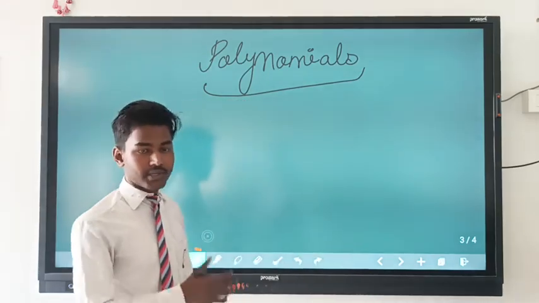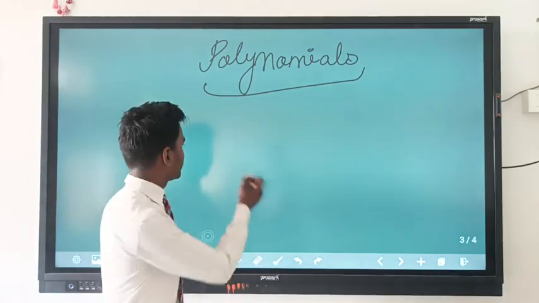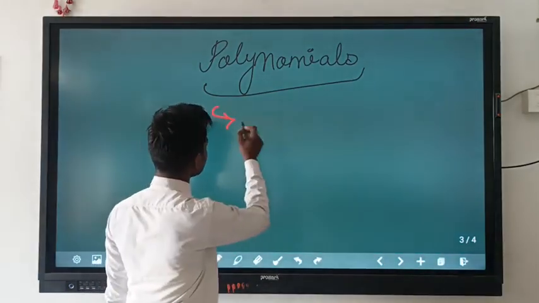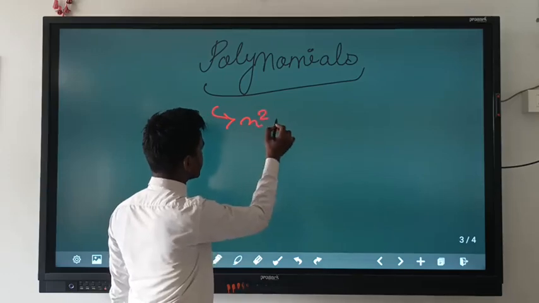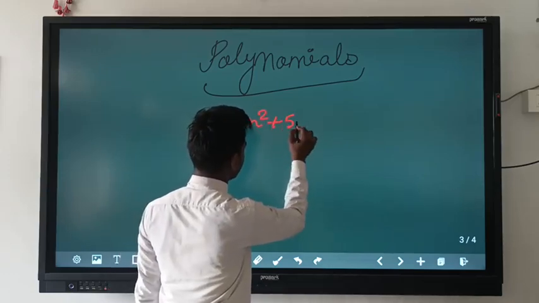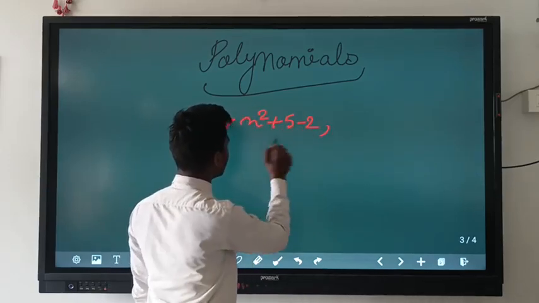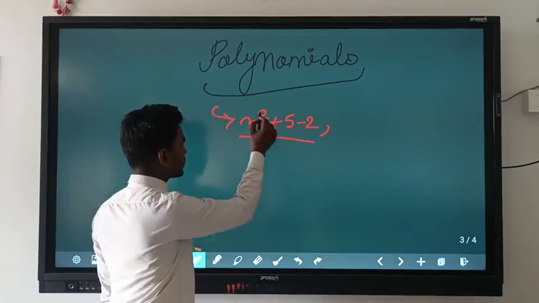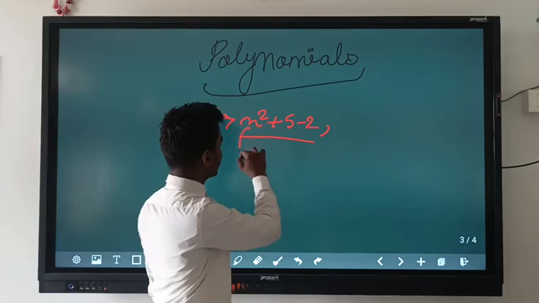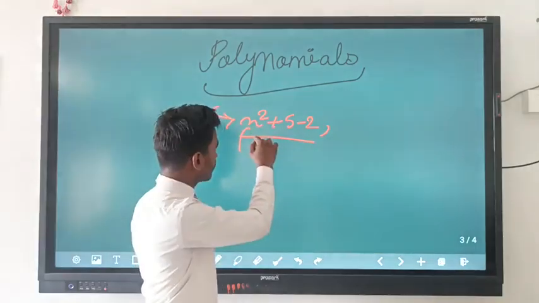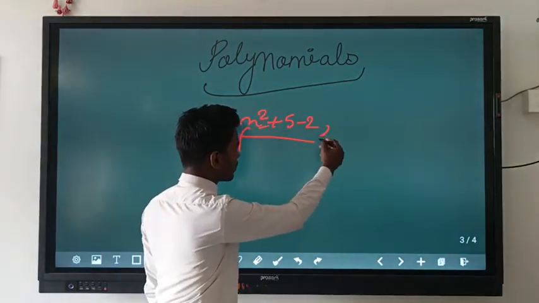If we take an example of a polynomial, then here x squared plus 5 minus 2. Here x is a variable and the power of the variable is 2. So this is a polynomial.